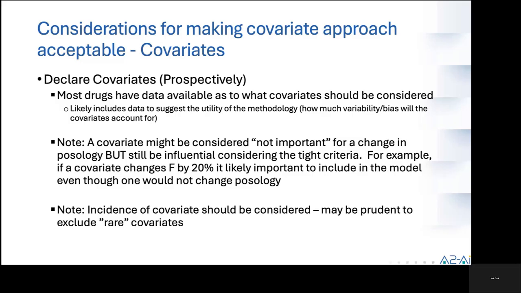One should also consider the incidence of a covariate. There are some covariates that may be large influencers, but they're not often seen in the population that you're going to study. And so it may be prudent just to exclude these, what I'll call rare covariates.